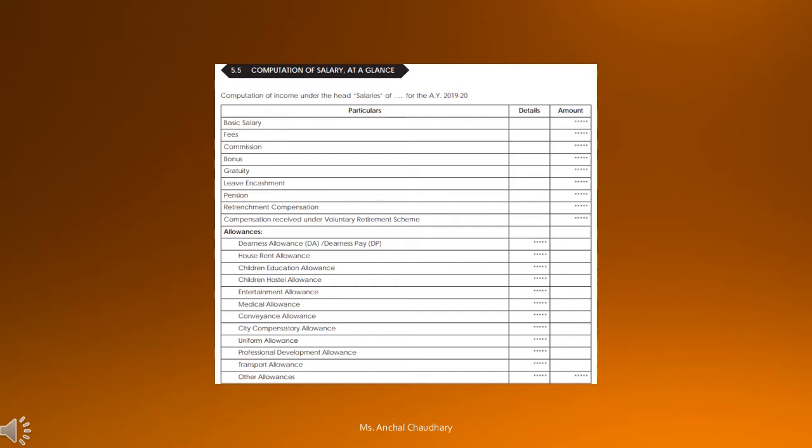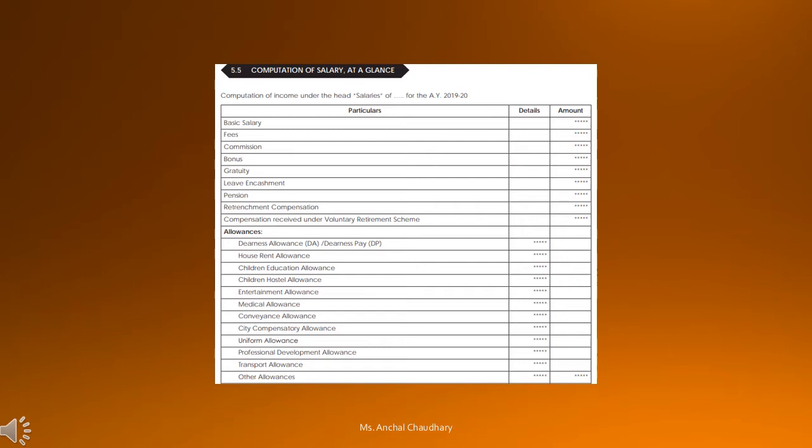Commission, bonus, gratuity, leave encashment, pension, retrenchment compensation, compensation received under VRS. So all of these, first of all, you have to calculate if any is present in the question. If gratuity is there and commission is not there, you will write whatever information is available to you. So first of all, you have to cover all this information.